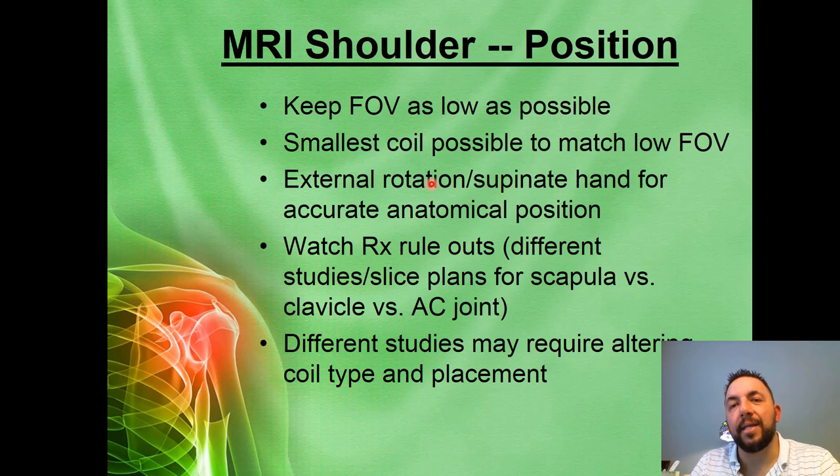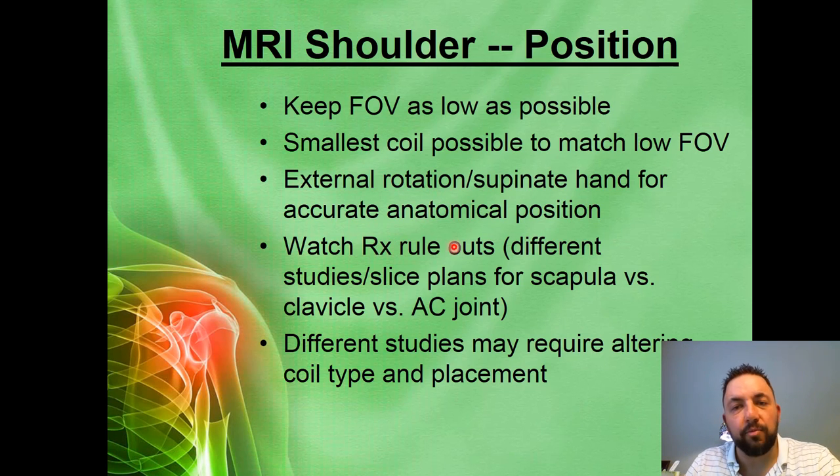External rotation and supinate the hand for accurate anatomical position. What do we all know this leads to? Increased pain and decreased patient tolerance. If need be, you can turn the hand into the shaking hands position. One thing we do not want to do with patient positioning, we do not want to place the hand on the patient's stomach, even though the patient may say that's more comfortable, because you will be prone to increased respiratory motion artifact and have a decreased or degraded image quality.